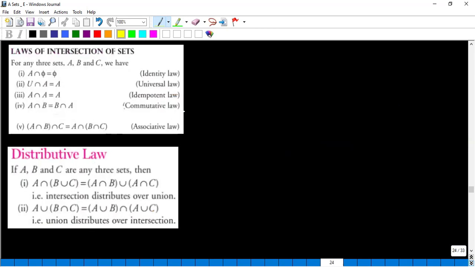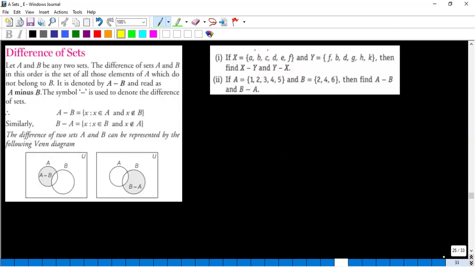Laws of intersection, you can see. Then some distributive laws. A intersection B union C is equal to A intersection B union A intersection C. A union B intersection C. All those you need to remember.